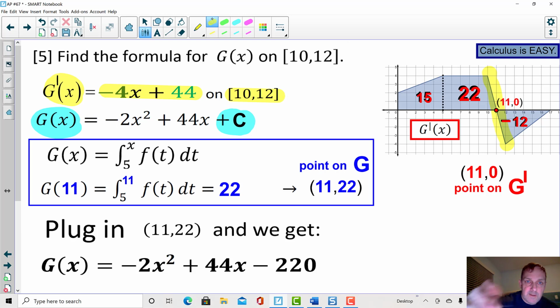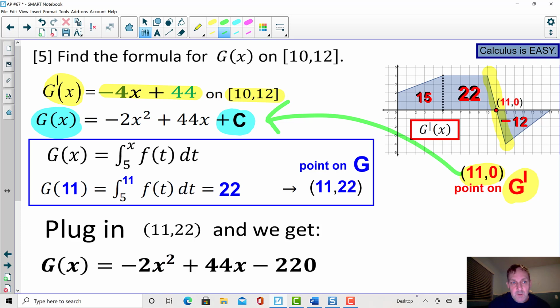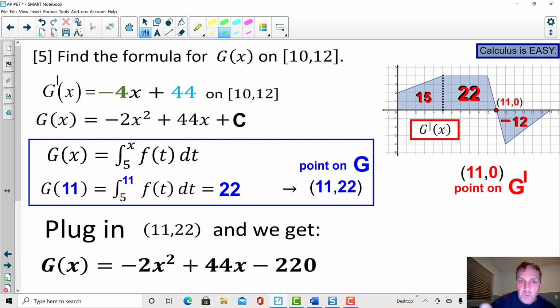So we're going to have to solve for the plus c by plugging in a point. Now on the last example, we plugged in 11, 0, but 11, 0 was a point on g prime, so we're not going to be able to plug it into g. In order to plug a point into g, the point has to land on the function g. So this point that lands on g prime is no good. We also need our point to have an x value between 10 and 12. Let's go ahead and plug an 11 into our g function.